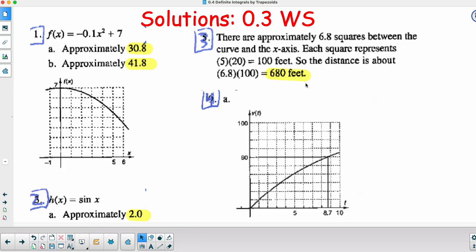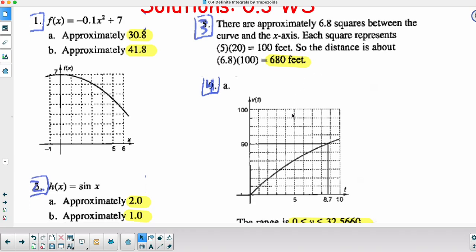Number 3, take a look at your answers there. They got 680 feet. And so as they counted squares, each square ends up being 5 by 20 units long. So they're multiplying by 100, because 5 by 20 is 100. So they're saying there's 6.8 squares roughly times 100. They're getting 680 feet. Are you close to 680? Why are the labels feet, though? Those are questions we should ask.